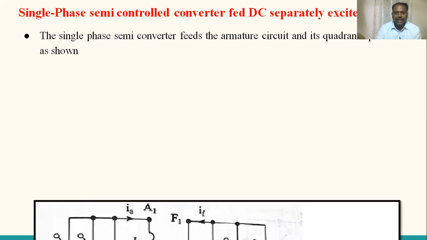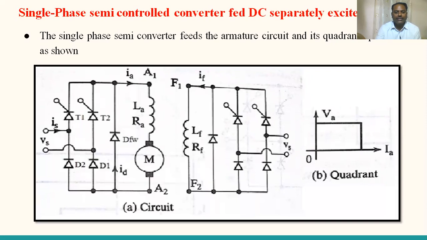See here, this is the drive circuit. From the name itself, what is the supply? Single phase supply. What is the converter? Semi-controlled converter. And what is the drive? Separately excited. As per the basic block diagram of an electrical drive, the source is a single phase AC supply, the power modulator is a single phase semi-controlled rectifier, and the drive is a DC separately excited motor.